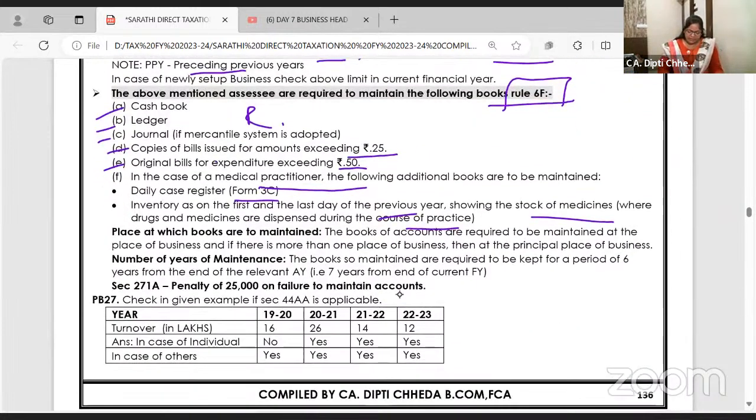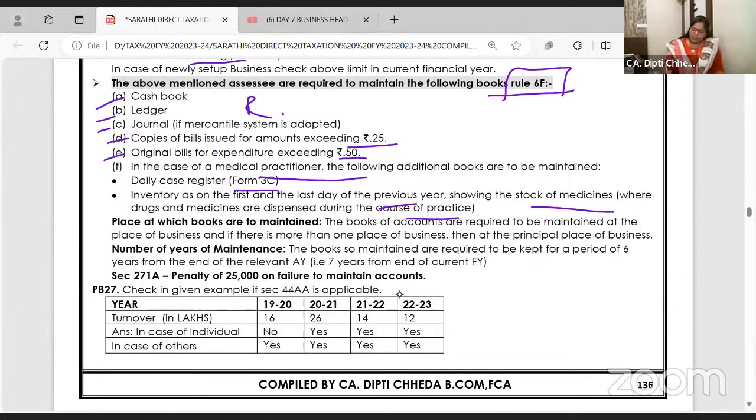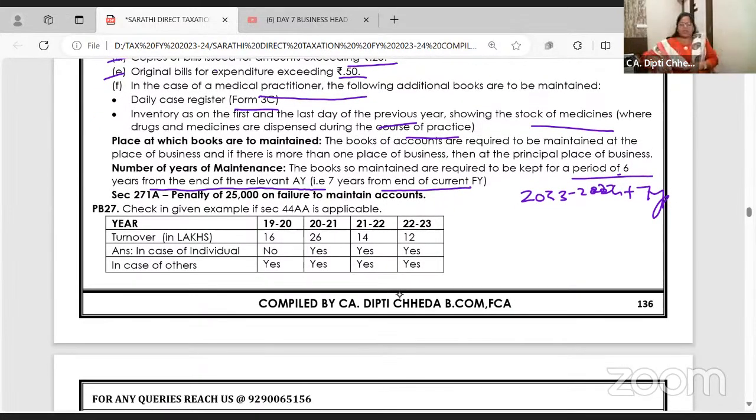Okay? Right. So you have to maintain the books of accounts for a period of 7 years from the end of the assessment year. 6 years, sorry, 7 years from this year. So our financial year is say 23-24. So from here, 7 years. You have to maintain the cash book, ledger, journal, stock register and all. Is it easy? Right.